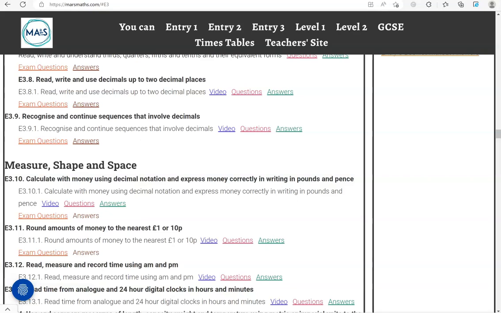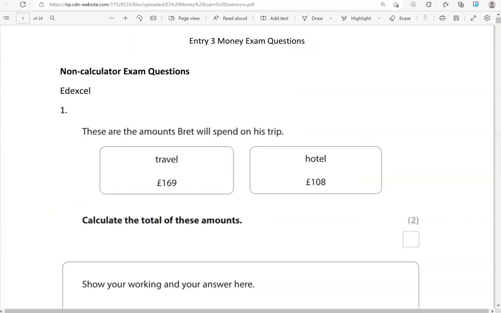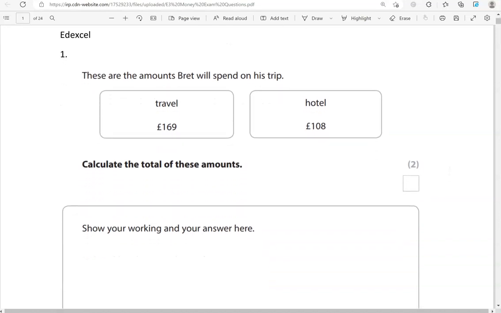In this video, we'll go through exam questions that cover the criteria calculate with money using decimal notation and express money correctly in writing in pounds and pence. You can locate the questions on the massmaths.com website under entry 3. The questions come from different exam boards. We'll start with the non-calculator questions and then we'll move to the calculator questions. Here is the first one.